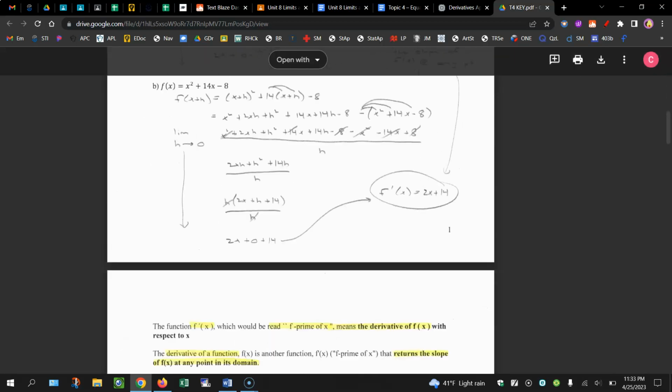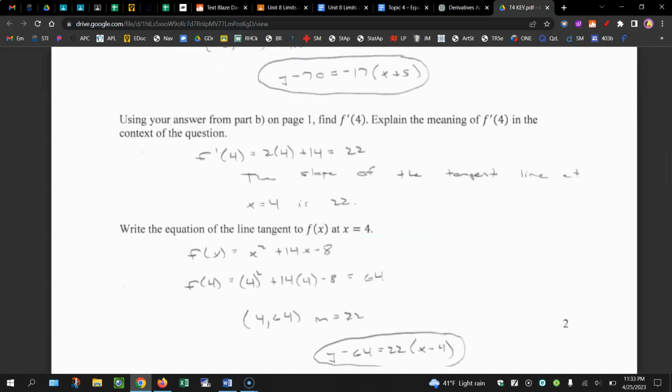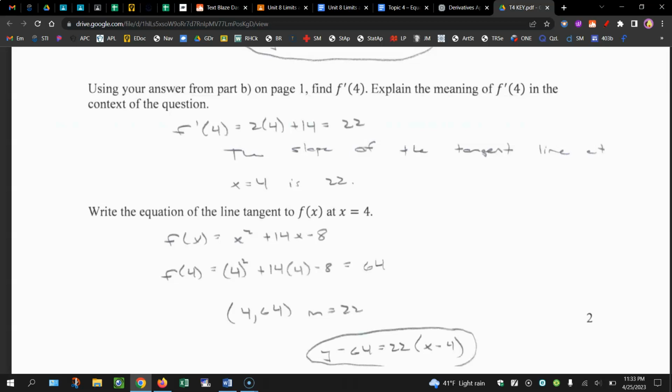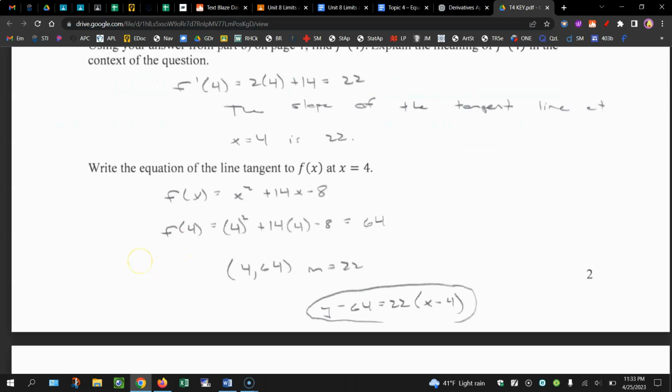So on the bottom half of page 2, what you should have got when you substitute f prime of 4, the derivative was 2x plus 14. So 2 times 4 plus 14 is 22. What the heck does that mean? That's the slope of the tangent line at x equals 4 is 22. If we want to find the equation, we need to know the y-coordinate when x is 4. You plug that into, notice, the original equation. When you plug that into the original equation here, you're getting 64. That's your y-coordinate. So you have the point 4, 64, and a slope of 22.